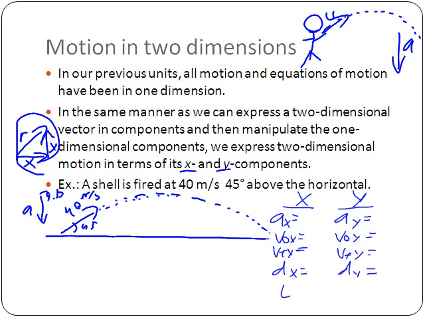Now the time is sort of special because the time for x and the time for y have to be the same thing, and so these values are the same. There is no x component of time and y component of time. It just doesn't work that way. But let's see how we'd set this up. If we had a situation like this, we know that the shell is fired at 40 meters per second, 45 degrees above the horizontal. So let's see which things we know based on that.